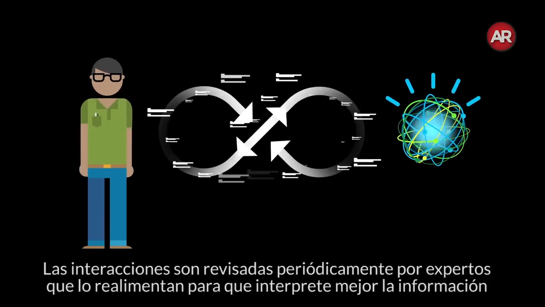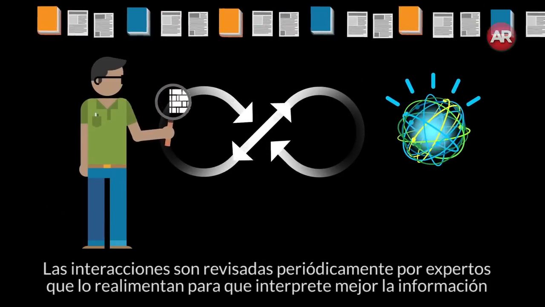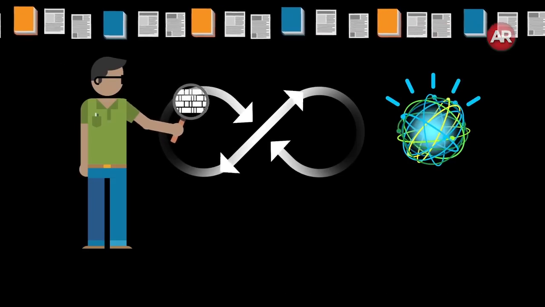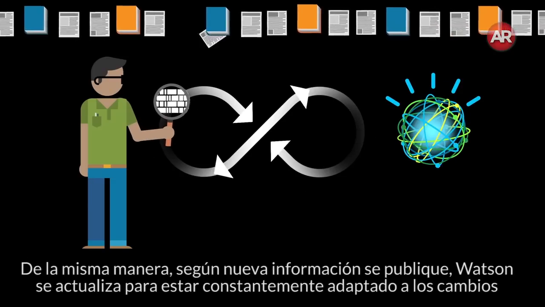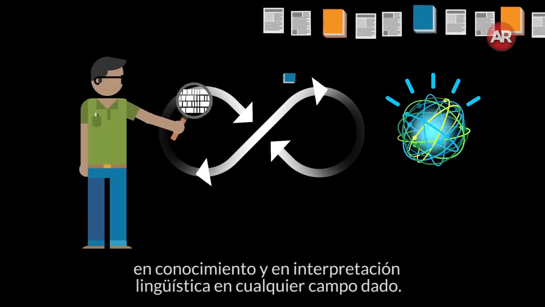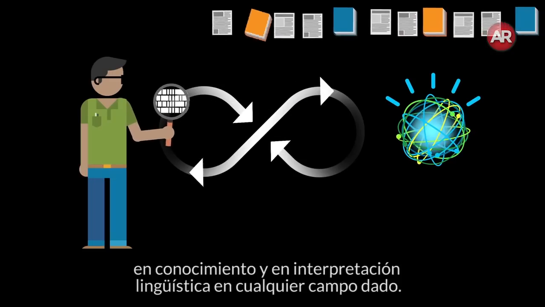Interactions between users and Watson are periodically reviewed by experts and fed back into the system to help Watson better interpret information. Likewise, as new information is published, Watson is updated so that it's constantly adapting to shifts in knowledge and linguistic interpretation in any given field.